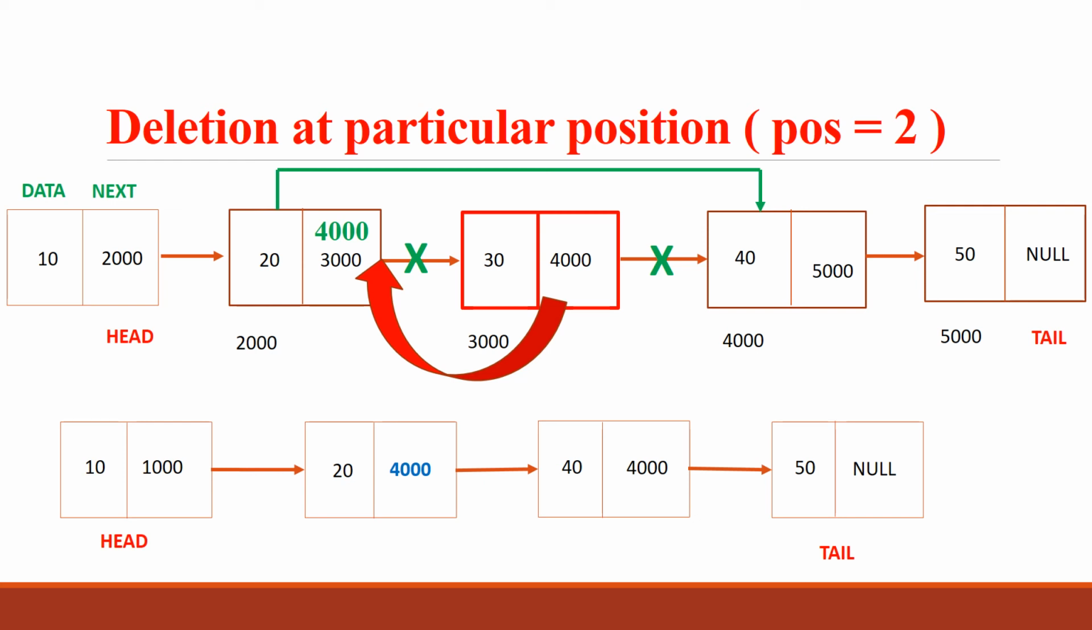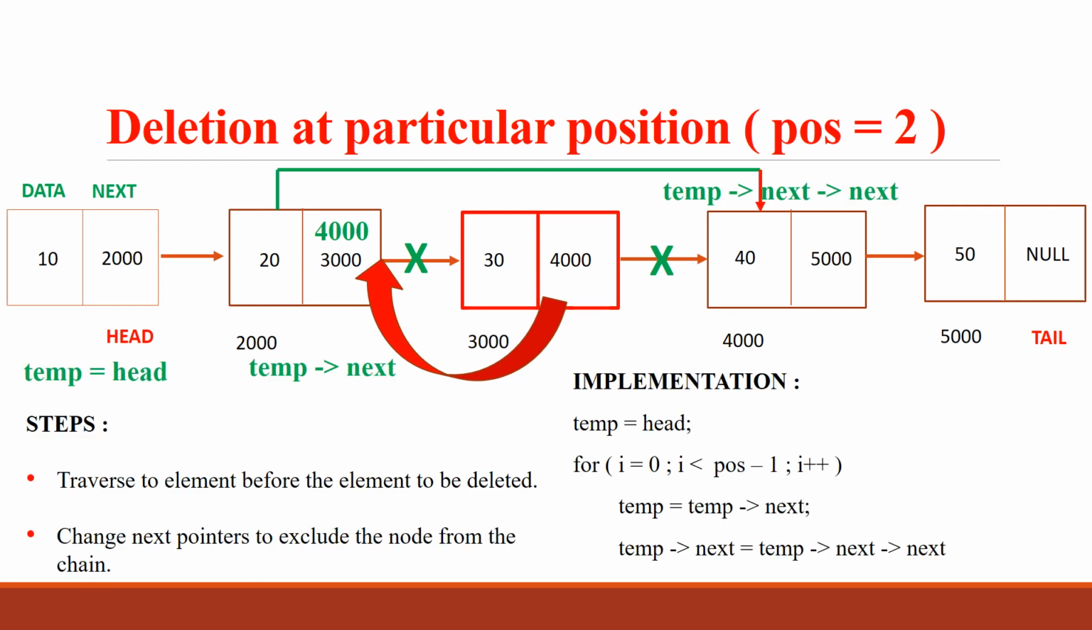For i equal to 0, i less than position minus 1, i plus plus, temp is equal to temp of next. By executing the statement, it will reach position minus 1. Now the temp variable will be at node 20. In the place of 3000, we have to place the address of 40. To get this, we simply write temp of next is equal to temp of next of next.